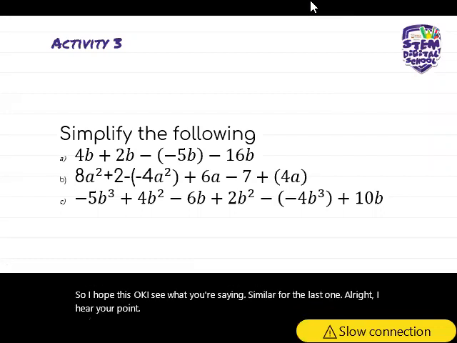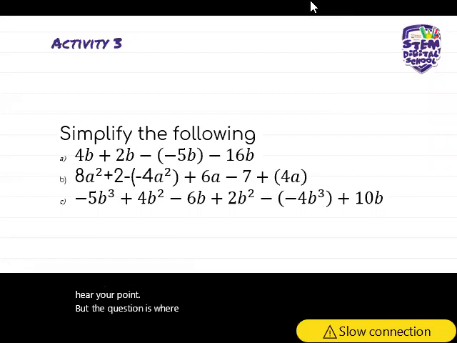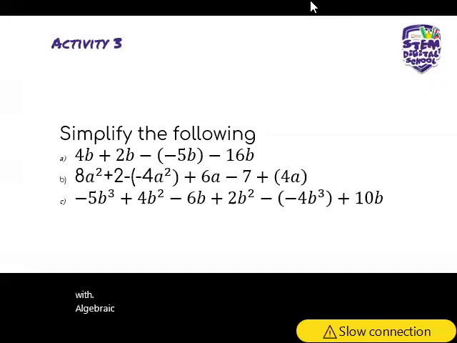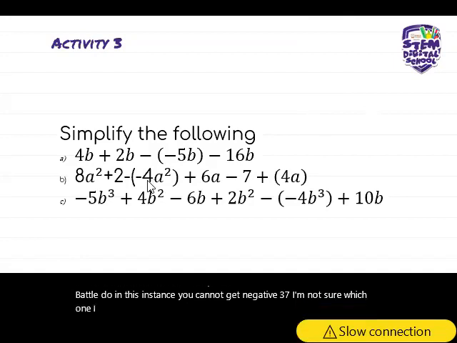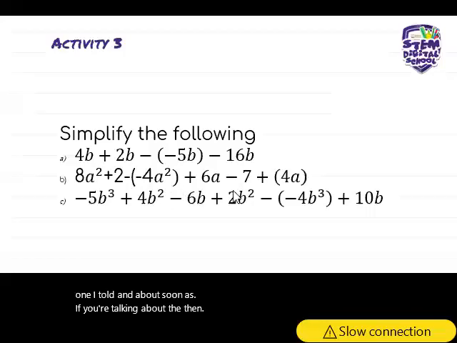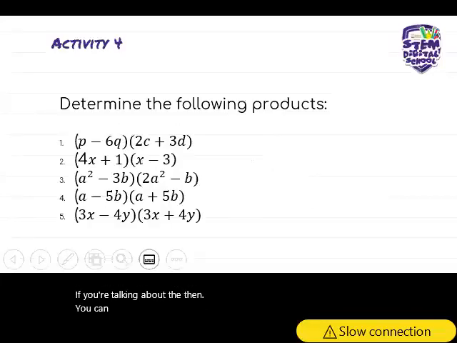But now the key question is, where do you locate negative 37? Because we are working here with algebraic expressions. So you cannot have a constant unless you have combined your different variables, and after which the variables give you 0. But in this instance, you cannot get negative 37. I'm not sure which one are you talking about, Sinolo. If you're talking about E, then remember, you can't have a different answer than a variable.